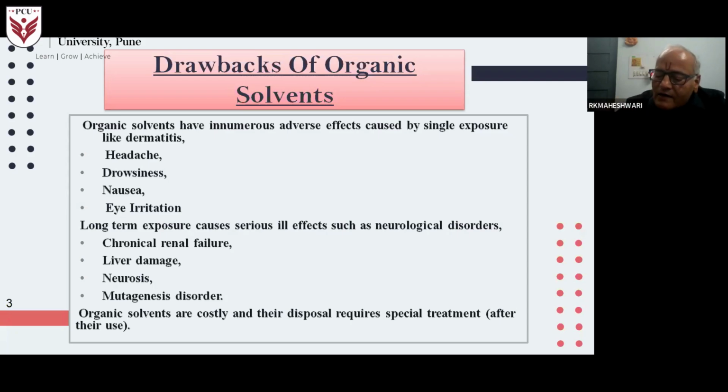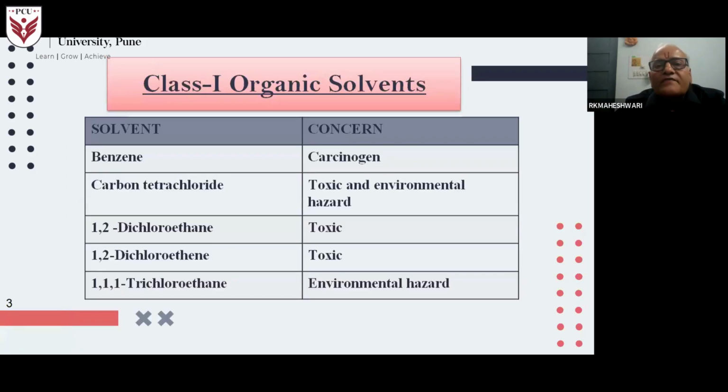So these are the harmful effects of vapors of organic solvents. All organic solvents are volatile, so whenever we work with them, the vapors come inside the human body. Organic solvents can be kept in three broader classes: class 1, class 2, and class 3. Class 1 organic solvents are most harmful for human beings as far as the hazardous issues are concerned.